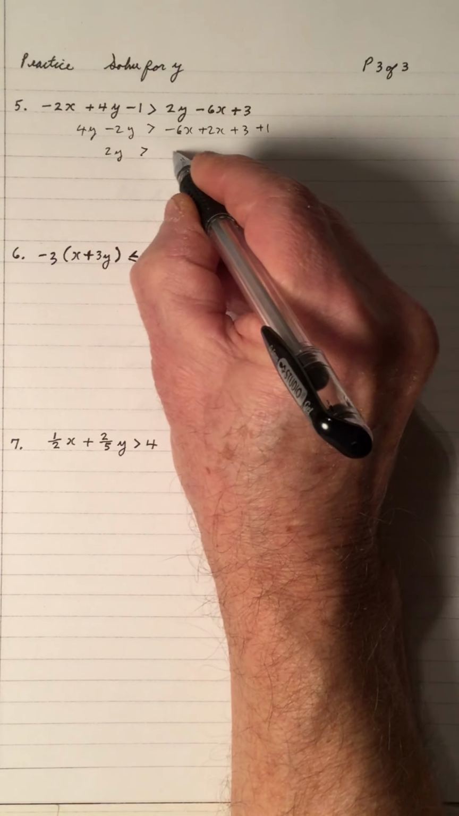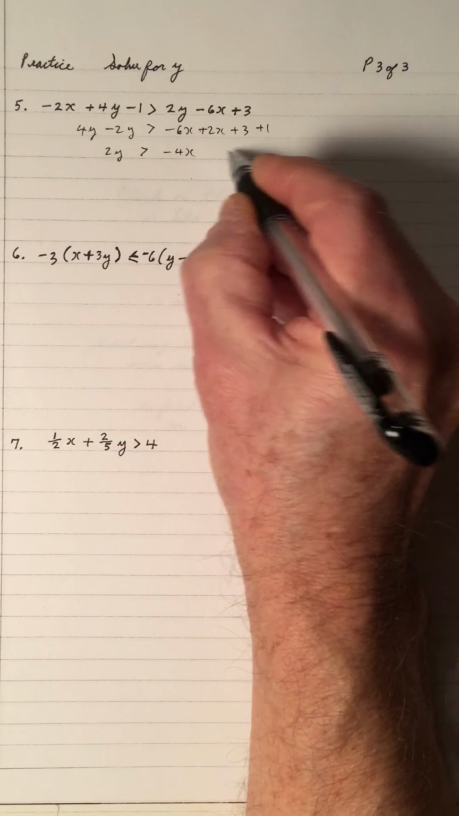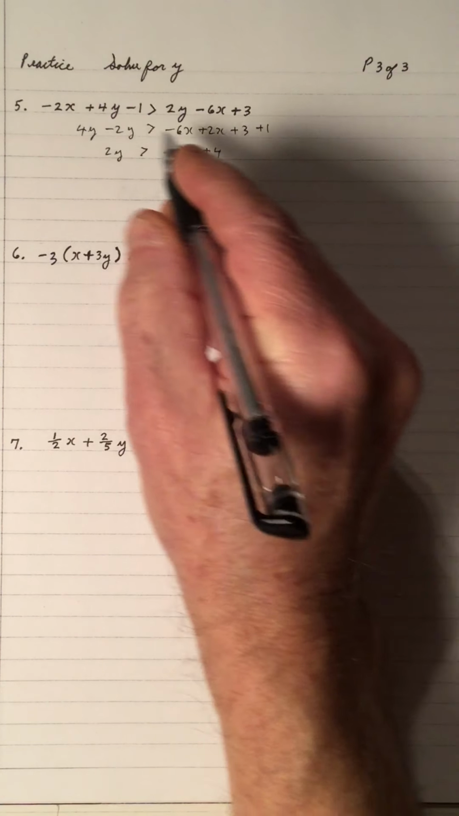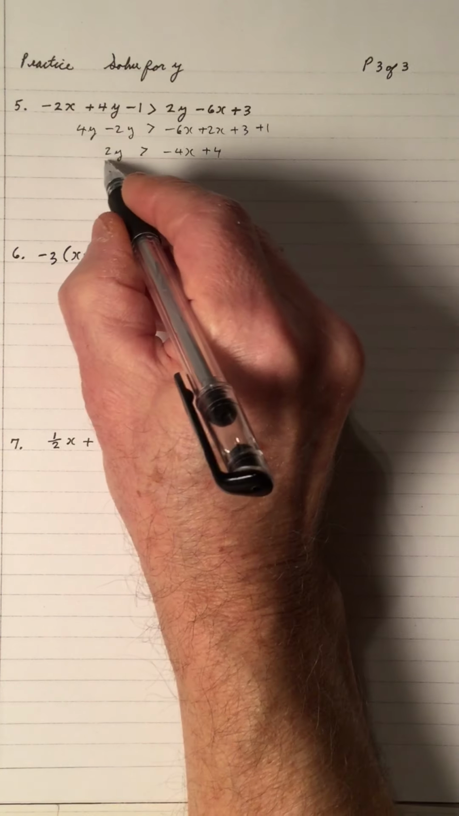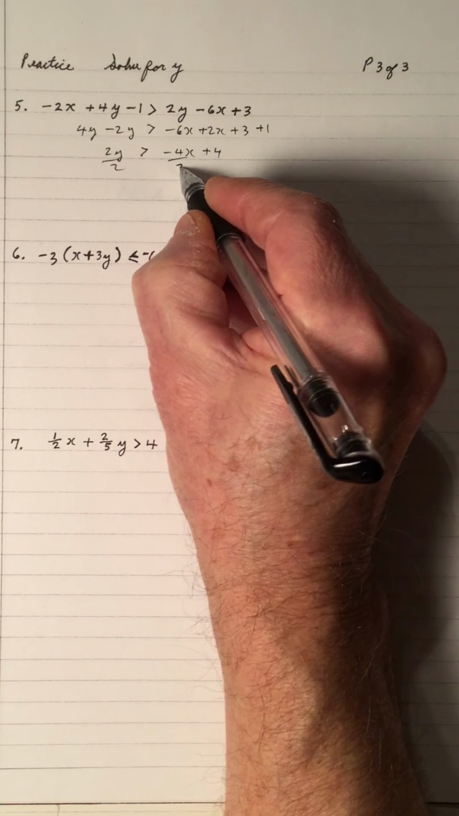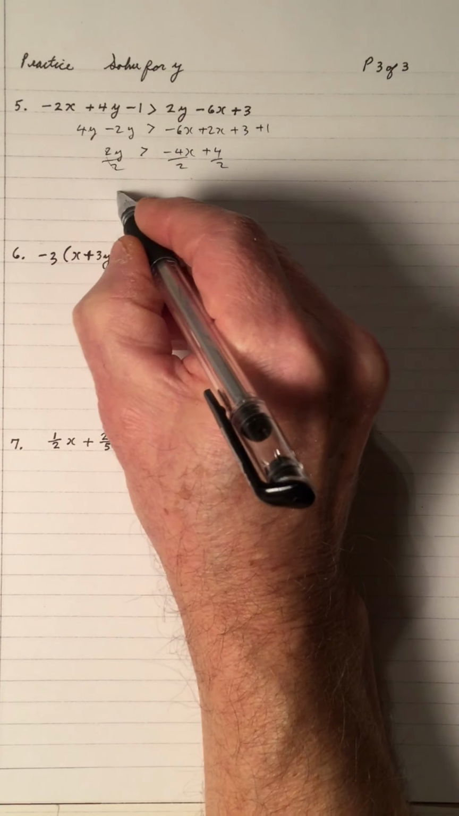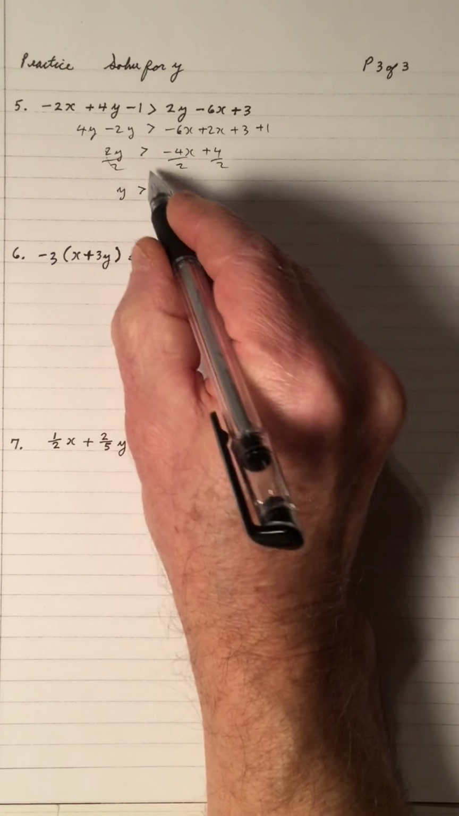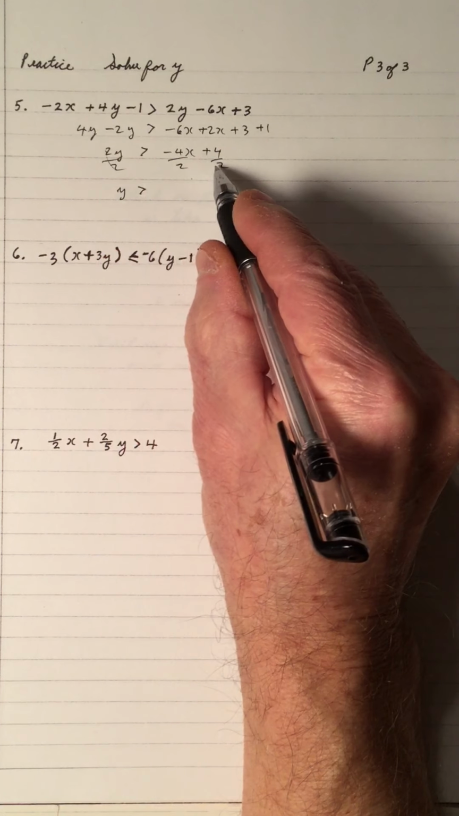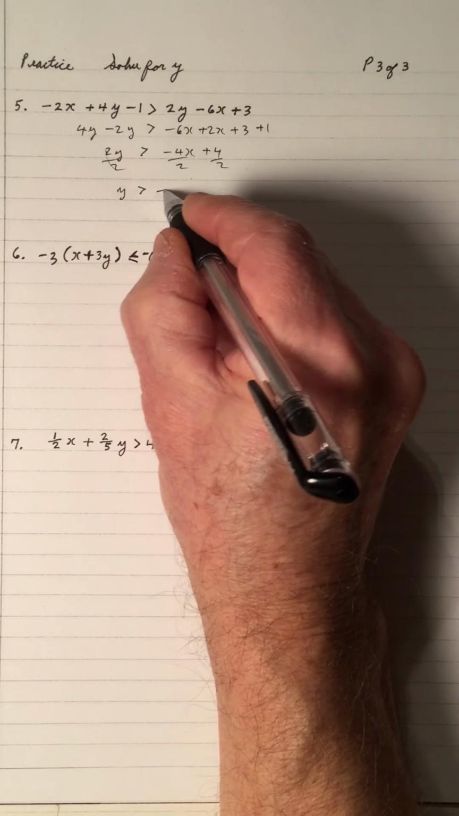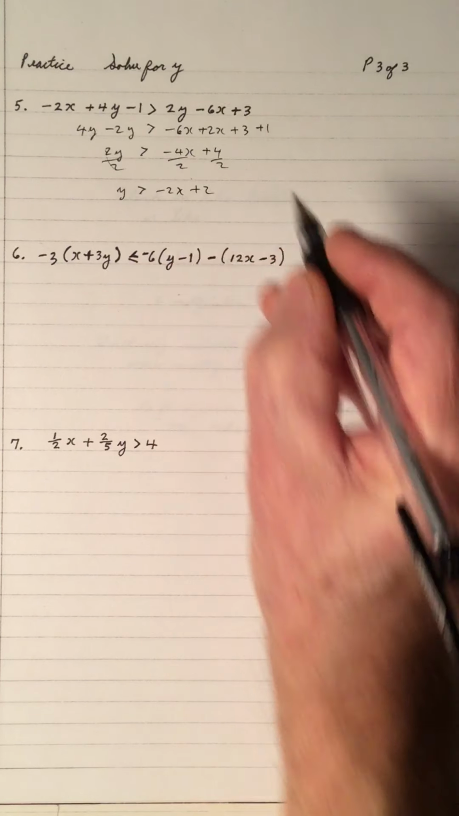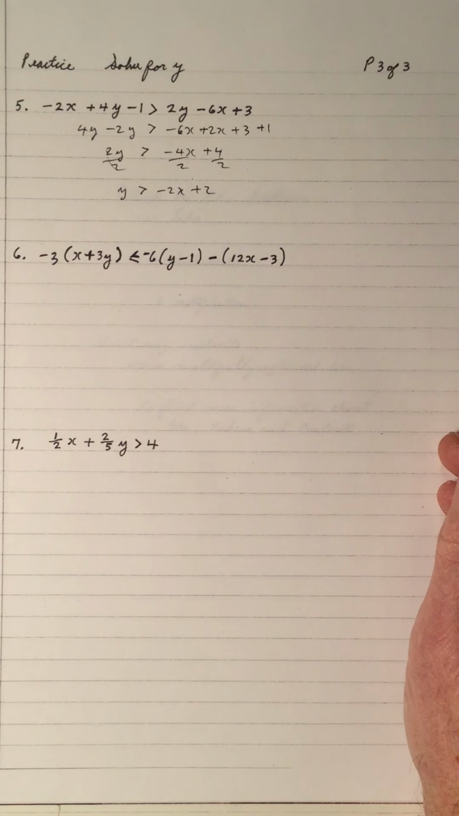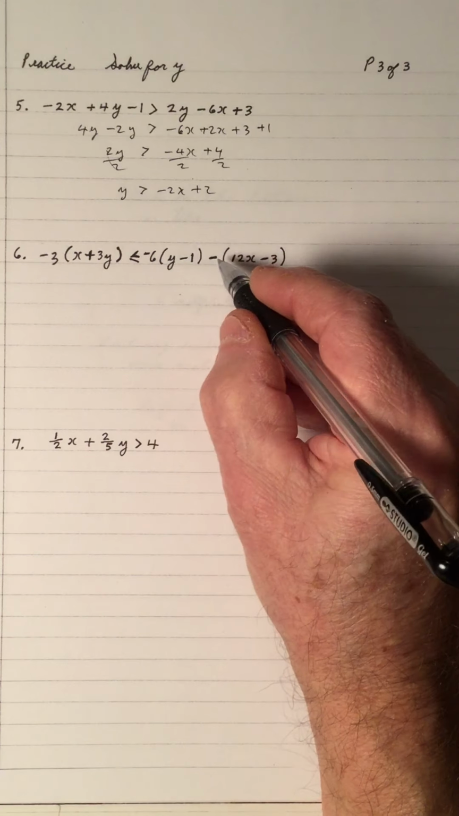2y is greater than negative 4x plus 4. And when we divide all terms by 2, we get y is greater than, because I'm dividing by a positive number, it doesn't change, negative 2x plus 2. Number 6.